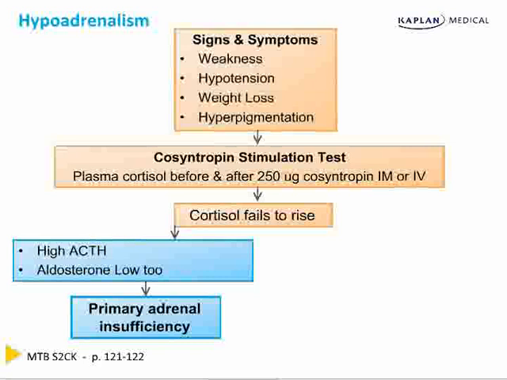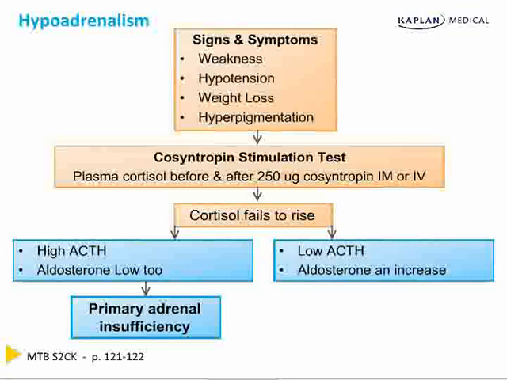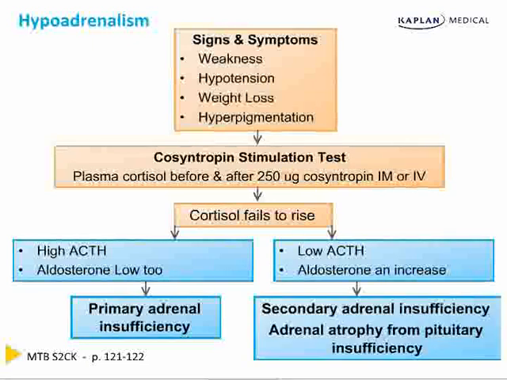Dead gland. How do we know it's a dead gland? Because the cortisol doesn't rise, and the aldosterone is low too. Now, what if there's a low ACTH and the aldosterone is able to stay up? Well, that is a person who basically has an insufficient pituitary. Their pituitary is gone, so what ends up happening is that the adrenals have atrophied.